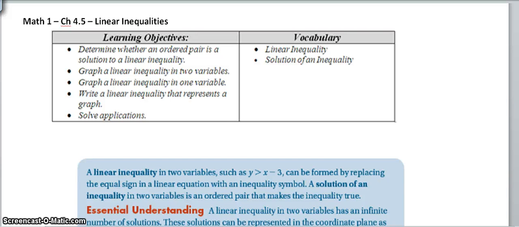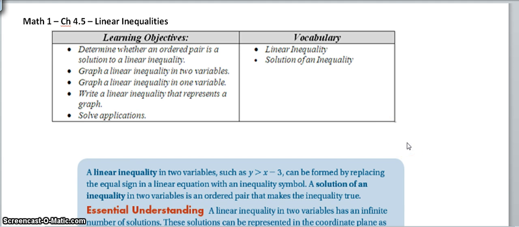Hello guys, we're back for 4.5 dealing with linear inequalities. Before we start off, I'd like to explain and show you a picture of what an inequality is. Hopefully you have the Pearson module up and you're working in tandem through Pearson and with me.